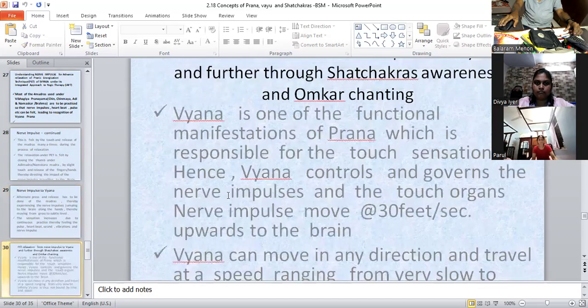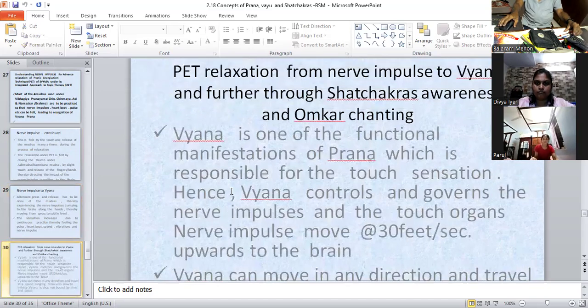Omkar chanting. Now, relaxation of the nerve impulse and then the impulse to Jnana, and further to Ushtak Chakra awareness and Omkar chanting.